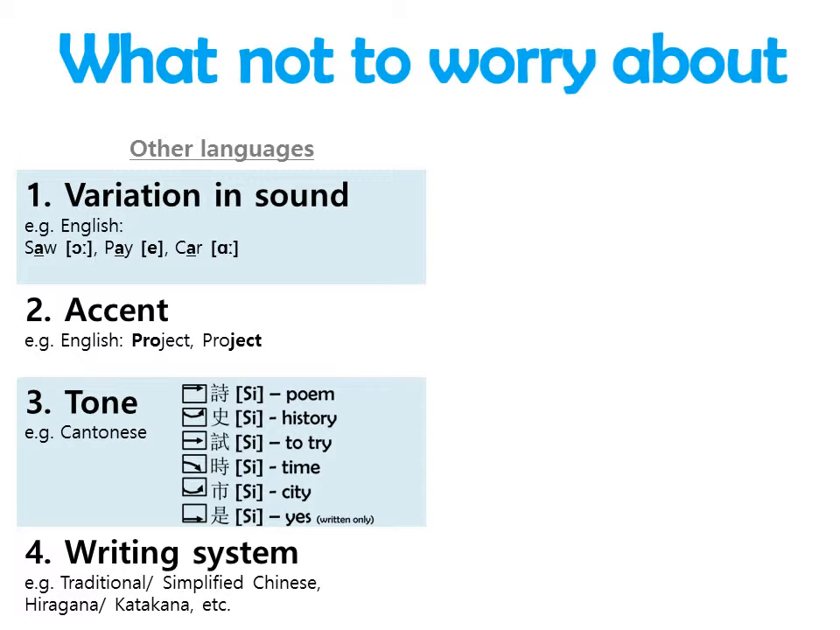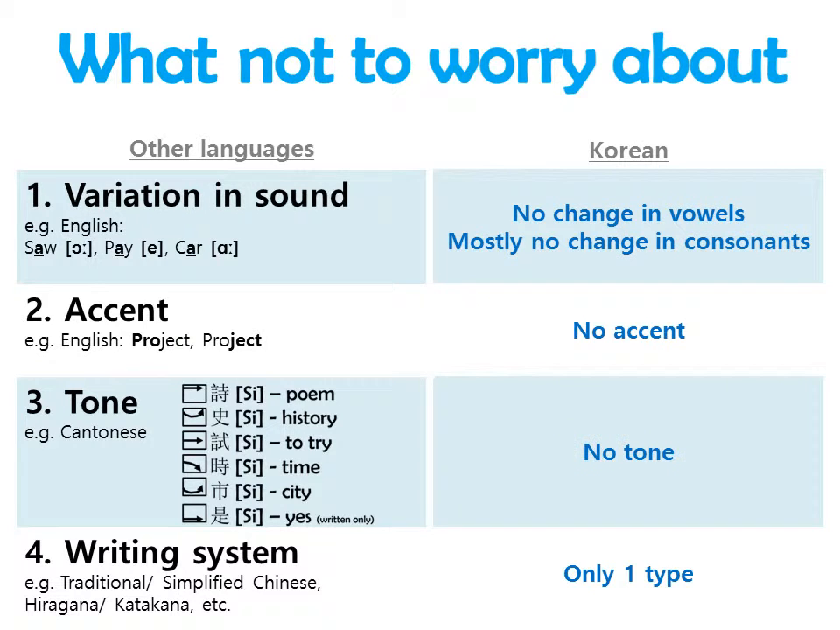And when it comes to writing systems, some languages have two different ways of writing, which you need to learn both. In Korean, you don't need to worry about all of that, okay? In Korean, we never have a change in the sound of vowels, no matter what comes after or before it. Consonants mostly don't change. There are exceptions, however, but it's very easy to figure out, and I'll tell you more about it in the next video. Generally, you don't need to worry about alphabet sounds changing, as there is only one way of pronouncing each. Next, we don't have an accent or tone.